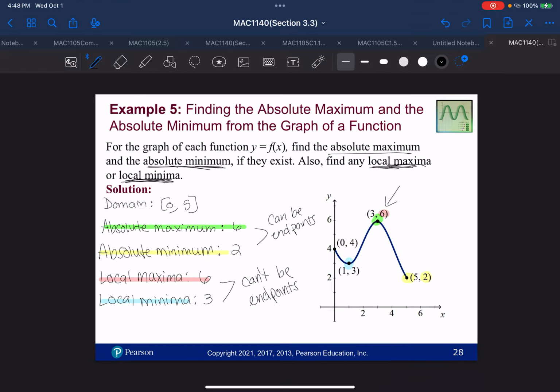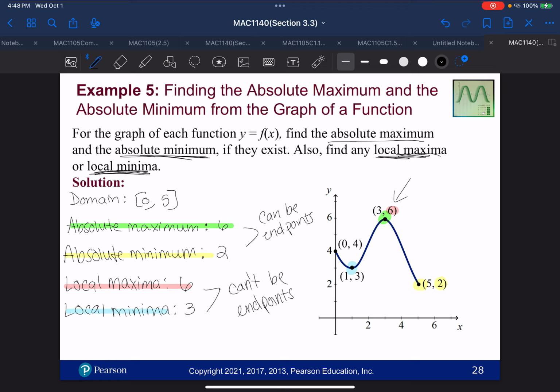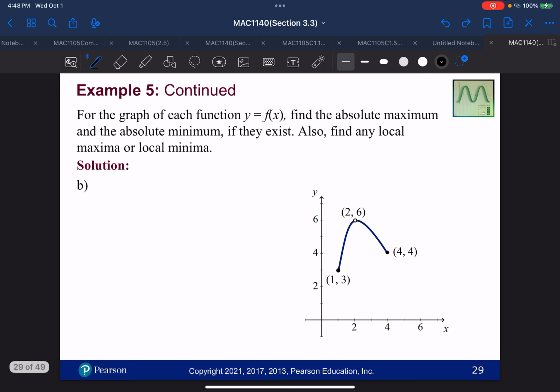Endpoints can't be local extrema. They have to be inside, in between the endpoints, for it to be a local max or a local min. Okay, next example.